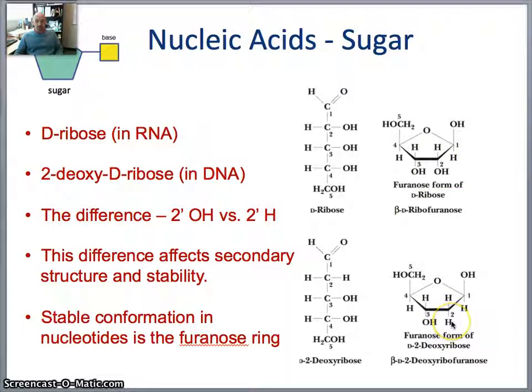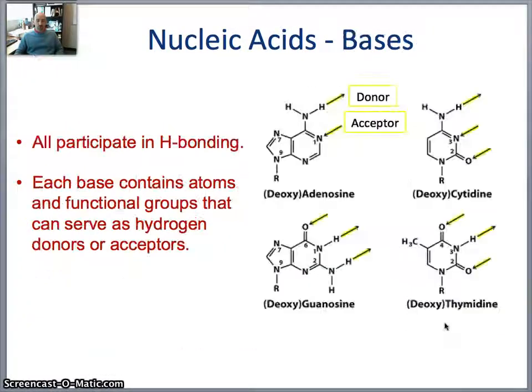Okay, and so this small difference is actually going to affect both secondary structure and stability. Okay? The most stable conformation is when it's in the furanose ring, and so we always draw DNA or RNA with the furanose ring.